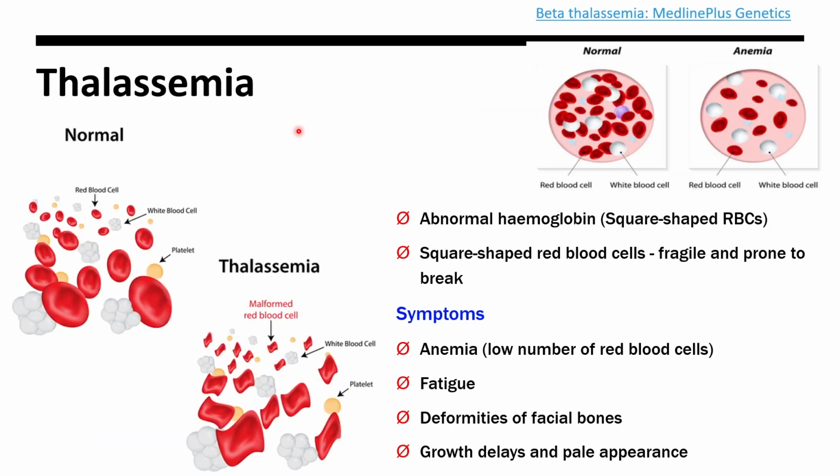Another example is thalassemia. Similar to sickle cell anemia, this is also a single gene mutation. This also happens because of abnormal red blood cells. As I said before, normal red blood cells are oval shaped, but in thalassemia patients the structure changes and looks square shaped. The symptoms include anemia, fatigue, deformities in the facial structure, growth delays and pale appearance. So these are some example diseases.